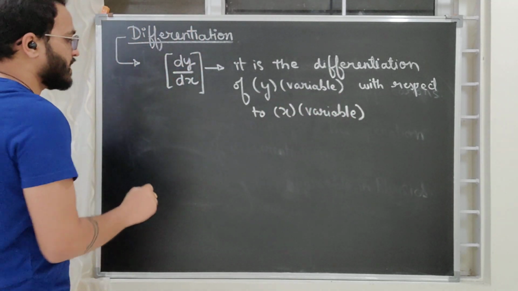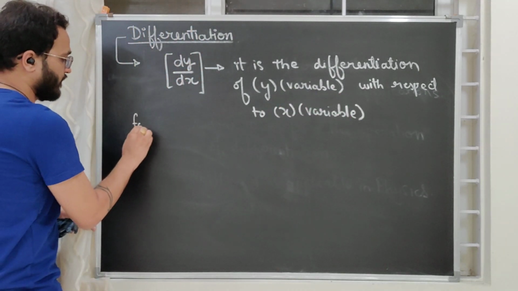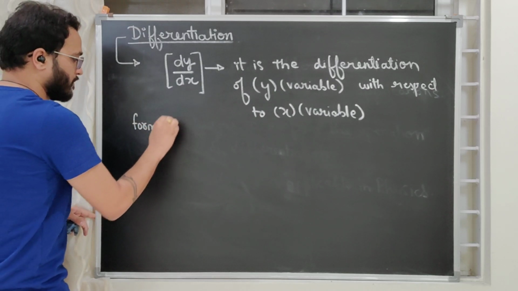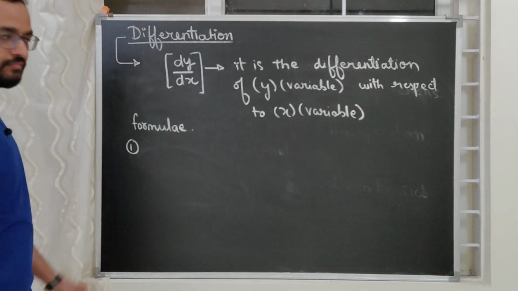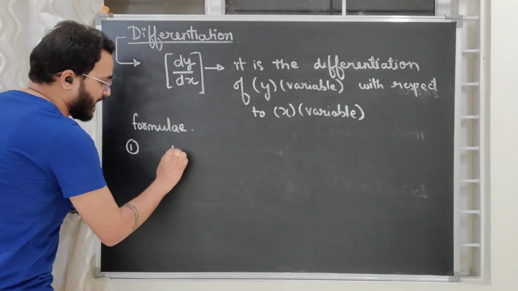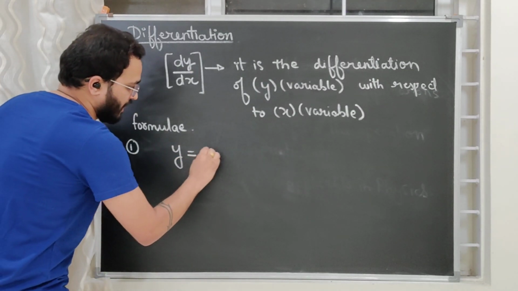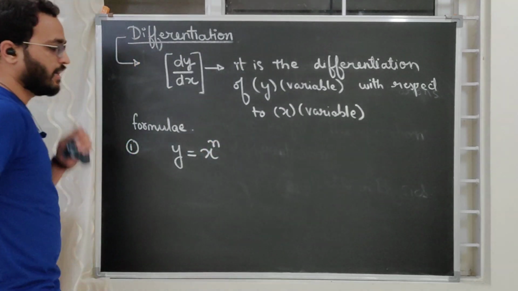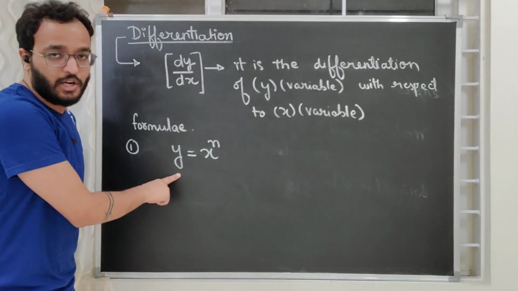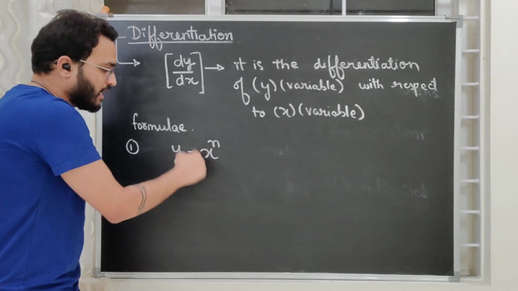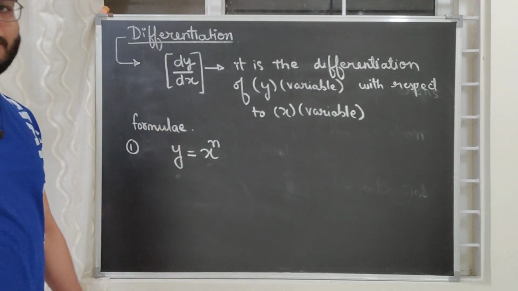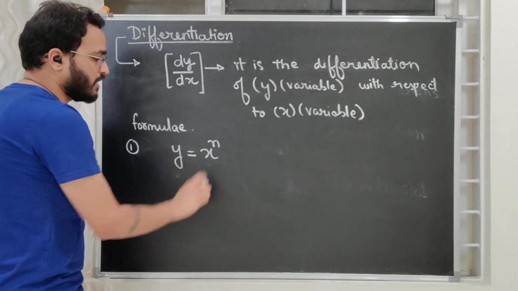Now, there are certain formulae on differentiation. So let's deal with certain formulae. Formula number 1. Suppose y is written as x to the power n. That means y is an output variable, and it depends upon x with an algebraic function like this. Can you see that? So y depends upon x to the power n.